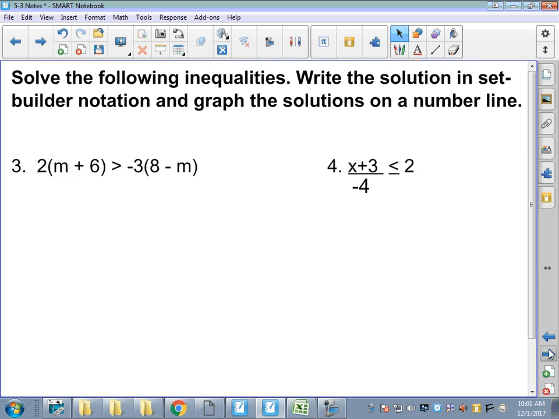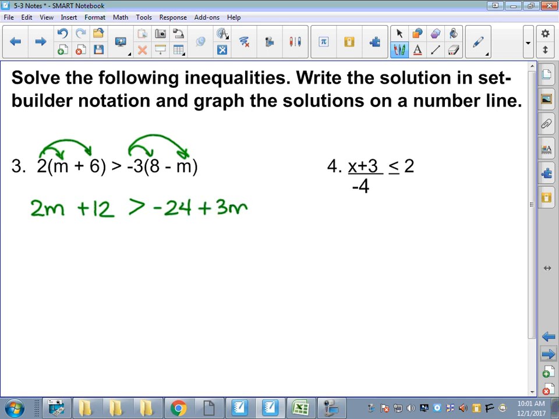Okay, just trying to give you a few more problems here to try. So this one we have to distribute the 2 on the left-hand side and distribute the negative 3 on the right-hand side. So 2 times m is 2m, plus 2 times 6 is 12, greater than negative 24 plus 3m.